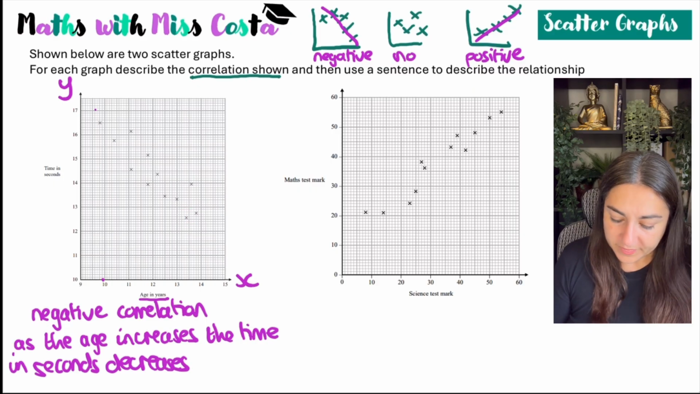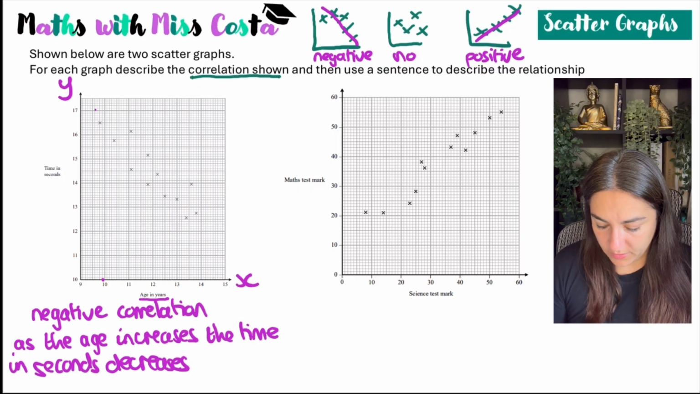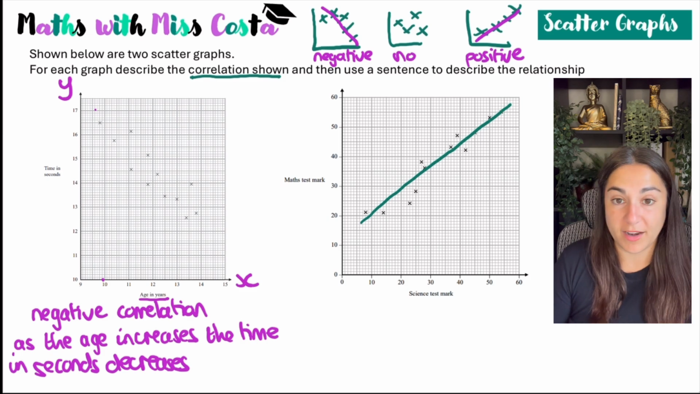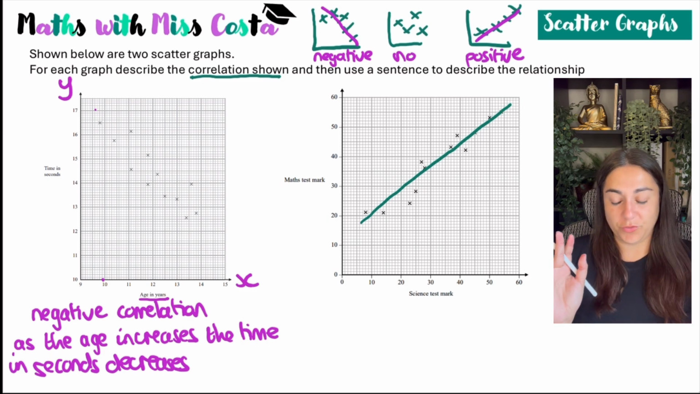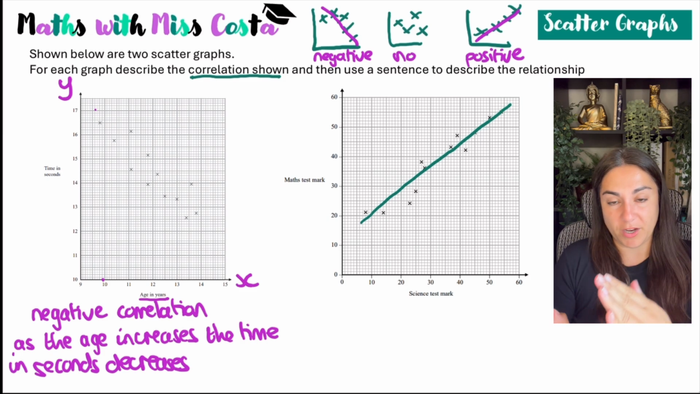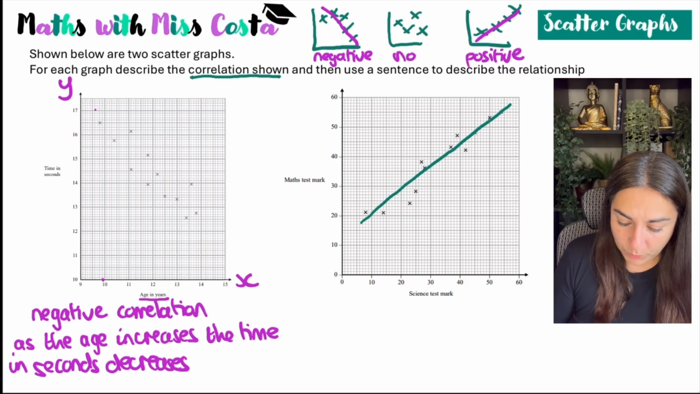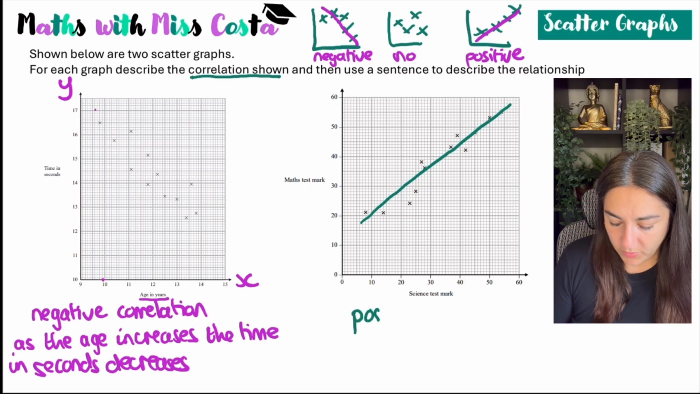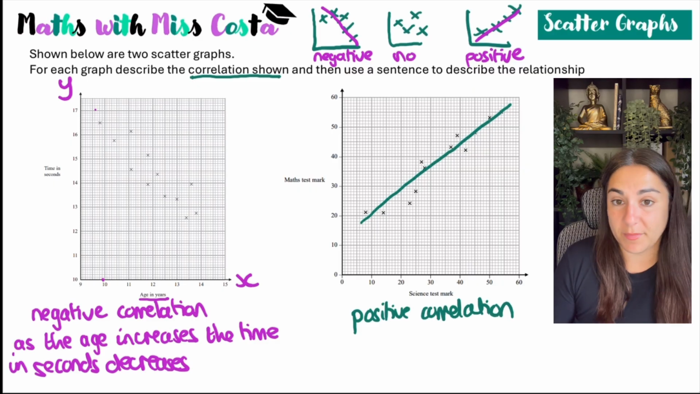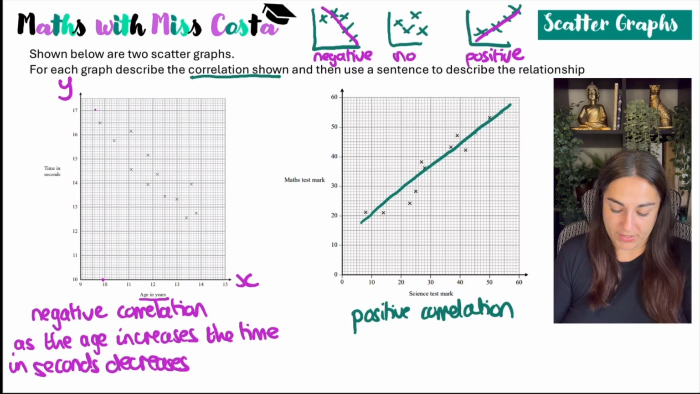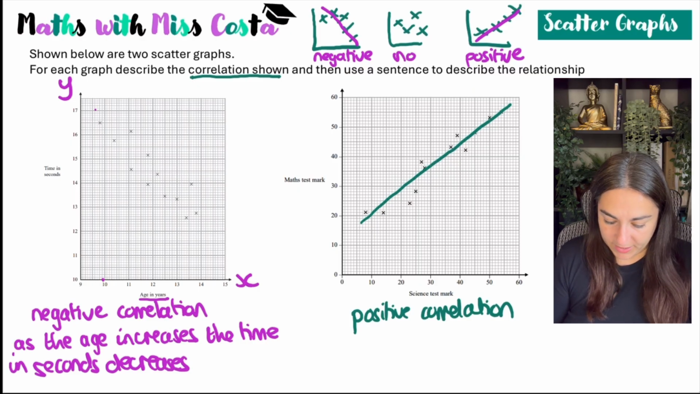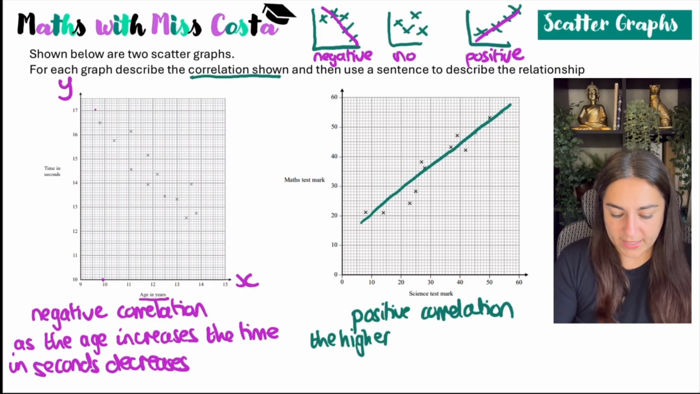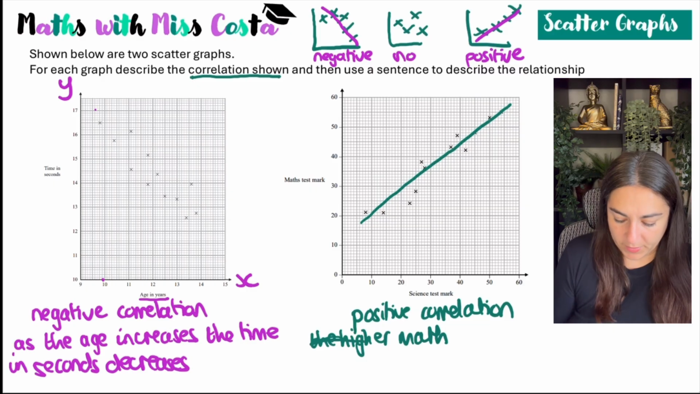Now, let's look at the next graph. We've got roughly, if I were to draw a line of best fit, and the way you draw it is you try and get as many data points above and below the line as you can. So what's this? Well, it's showing a positive correlation, which means a positive relationship between the maths test mark you get and the science test mark you get. So what's the relationship?